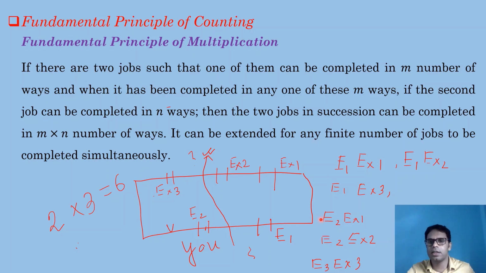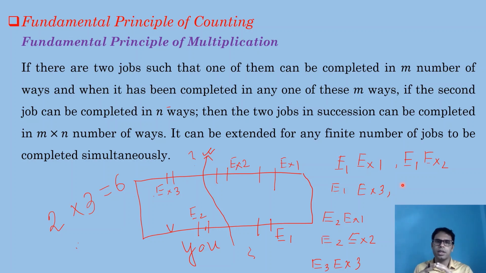These are the 6 different ways: E1, EX1, E2, EX2, E3, EX3, and same E1, EX3, E2, EX1, E2, EX2, and so on. These are the different routes you can use to go from this side of the room to that side of the room. So this is known as the fundamental principle of multiplication.